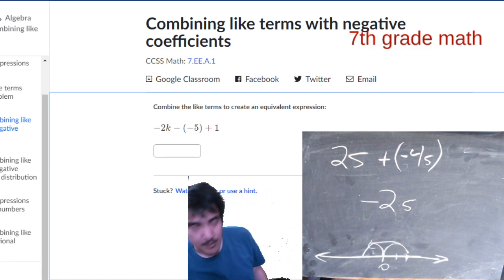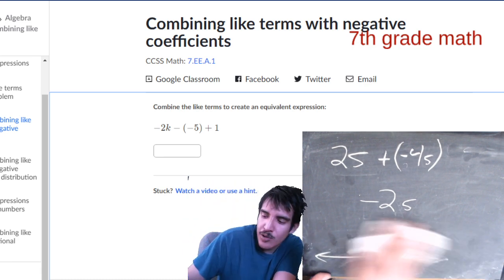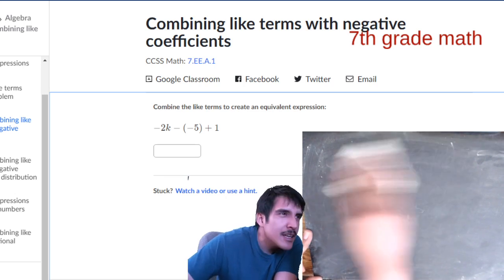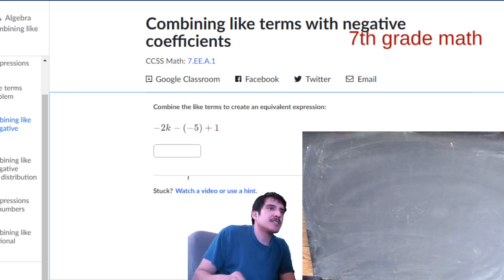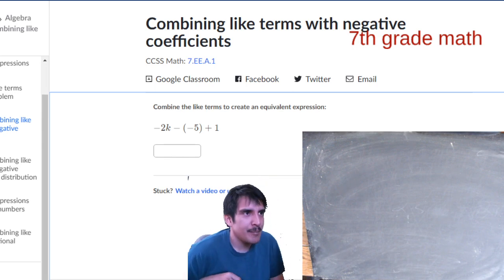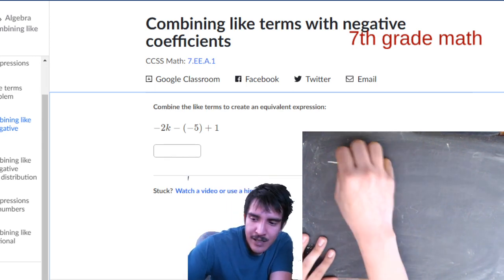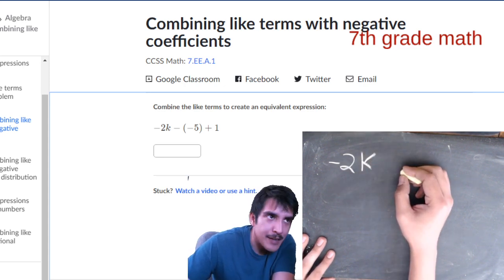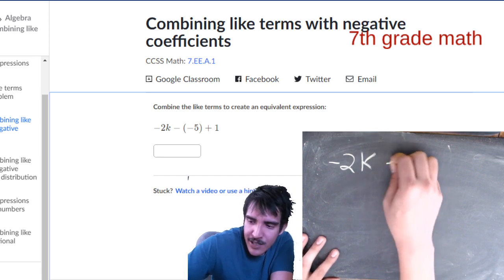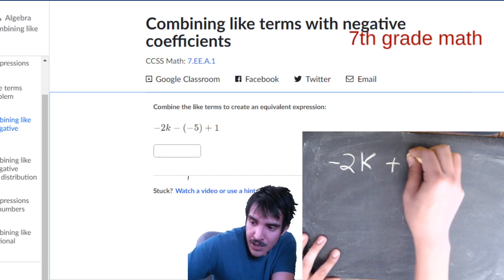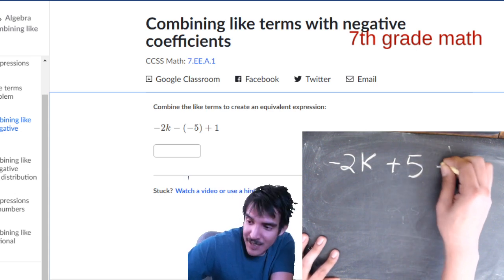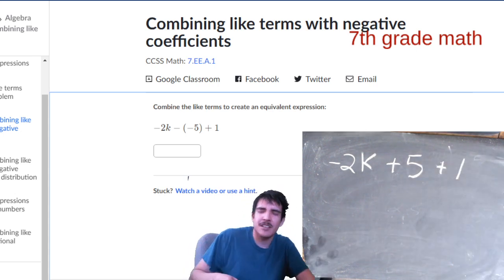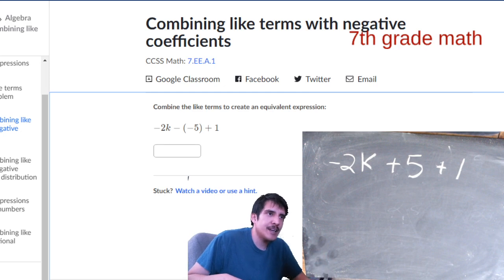On this next one, if you look at this whole expression, let's look at the like terms. Can negative 2k be combined with anything? No, not at all, right? So negative 2k, then we have minus negative 5. Whenever we have minus a negative number, you take away a negative number, that's like adding a positive number. So I'm going to write it like this off of that first equation. Do you see how minus negative 5 means the same thing as plus 5?